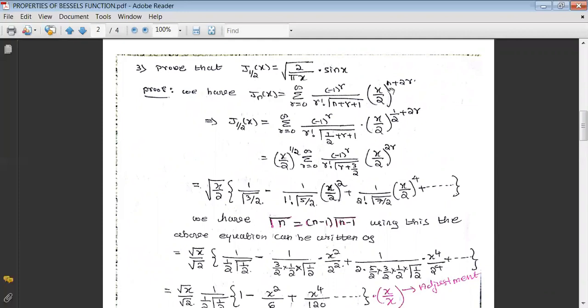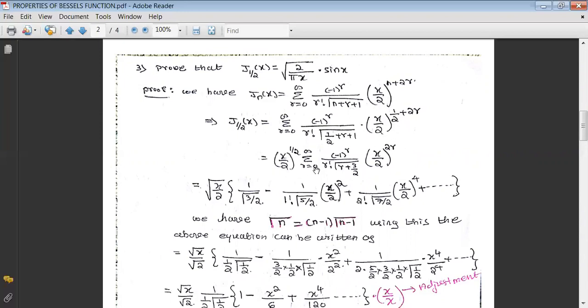Now let us see how it flows. We know that J_n(x) equals summation r varies from 0 to infinity, minus 1 raised to r divided by r factorial into gamma of n plus r plus 1, into x by 2 raised to n plus 2r. And once you take n equal to 1 by 2, we are going to get this one. And now this x by 2 raised to 1 by 2 plus 2r can be written as x by 2 raised to 1 by 2 into x by 2 raised to 2r. And that x by 2 raised to 1 by 2 is taken out.